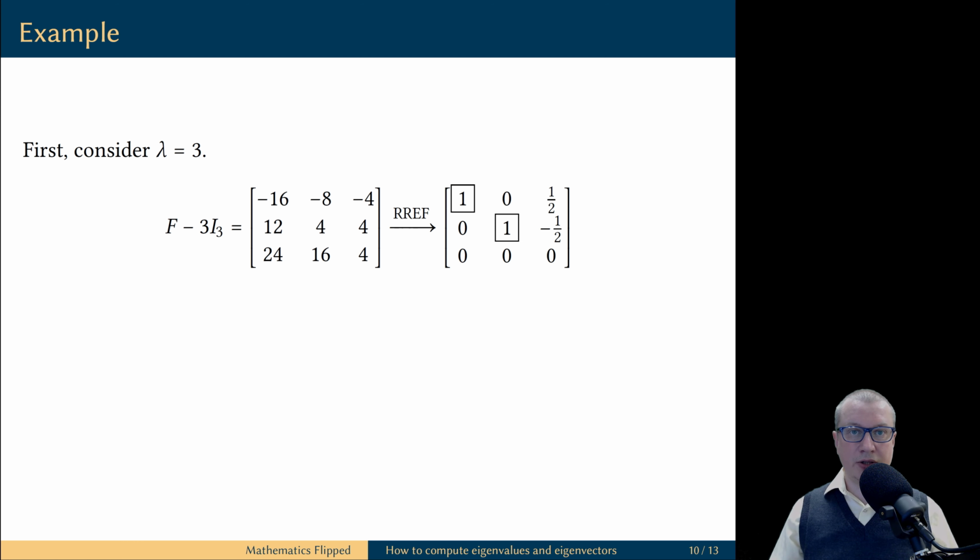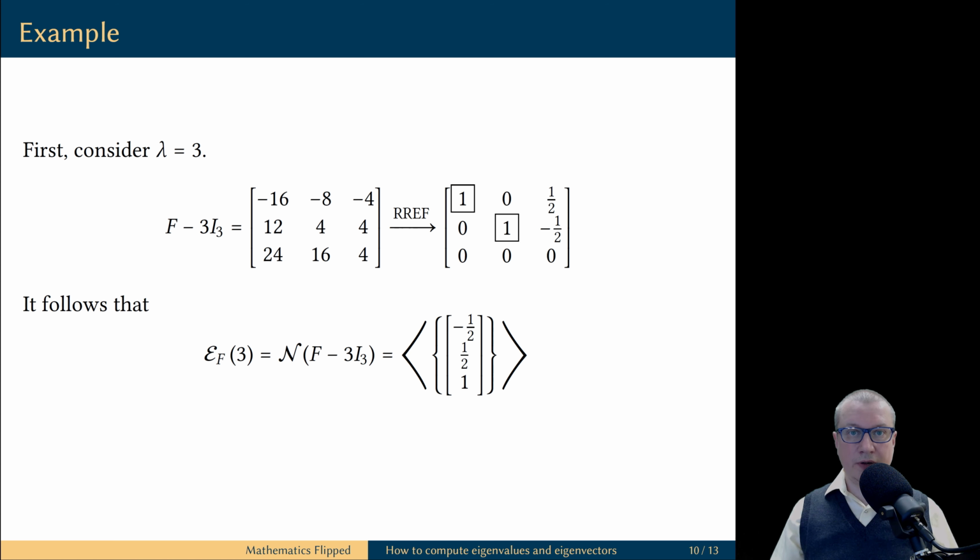We construct the matrix F minus 3 times identity matrix, and to compute the null space of this matrix, we find the reduced row echelon form of this matrix. We see that there is one free variable in the solution to the corresponding homogeneous linear system, and therefore the null space of this matrix is spanned by one single vector. You may want to check out this video to recall how to find the basis of the null space. Observe that this eigenspace has dimension 1.